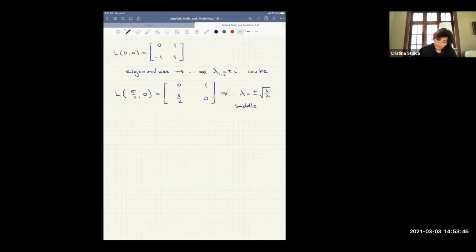And by the way, if we're to define the stability, this guy, 0, 0 is neutrally stable, whereas from this one, you have that pi on 3 and 0 is unstable. Okay. And then you do the next one.